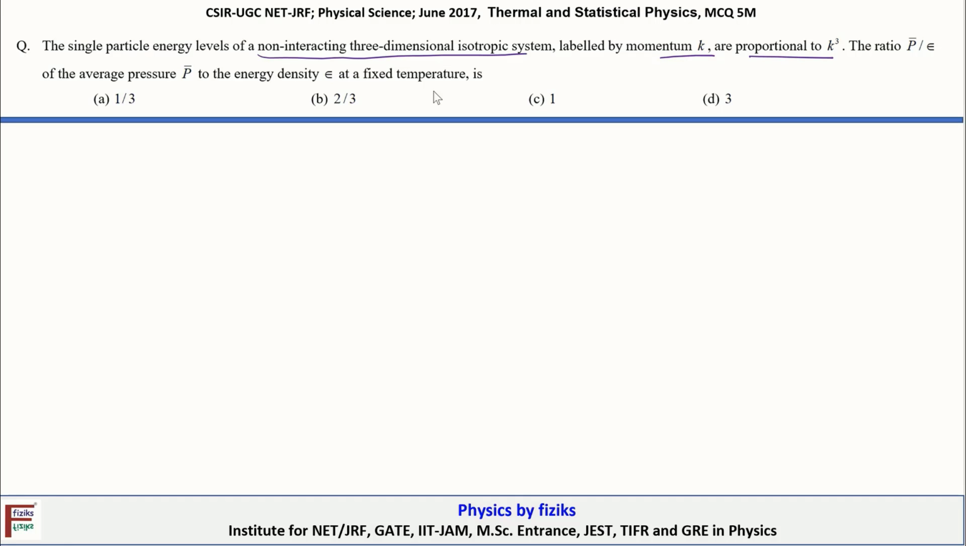Now we are supposed to find the ratio of the average pressure to the average energy at a fixed temperature. Okay, so we can handle this problem by finding the expression for the partition function, and then finding the average value of the pressure and energy with the help of the partition function. So basically, let's continue with the things which are given to us. We are given that energy for the particle is proportional to k cube.